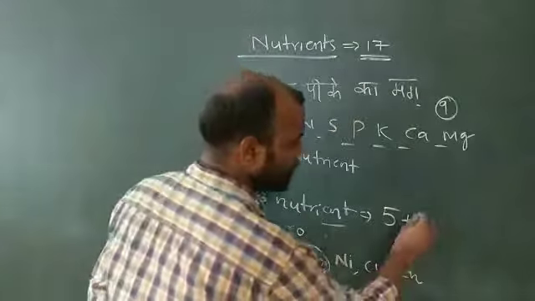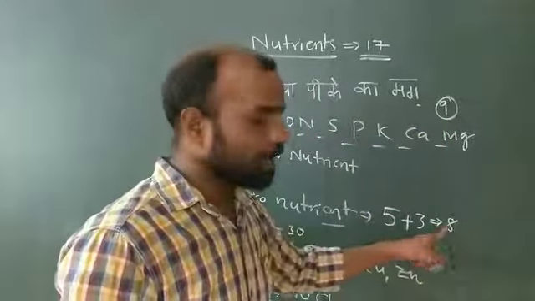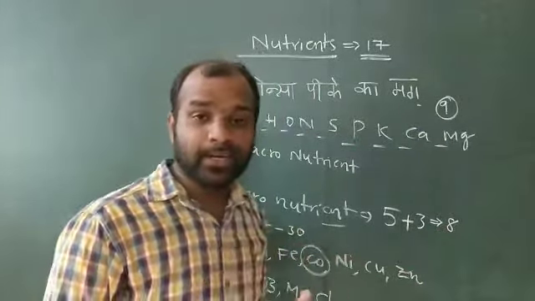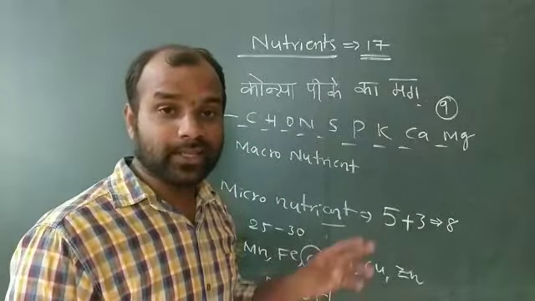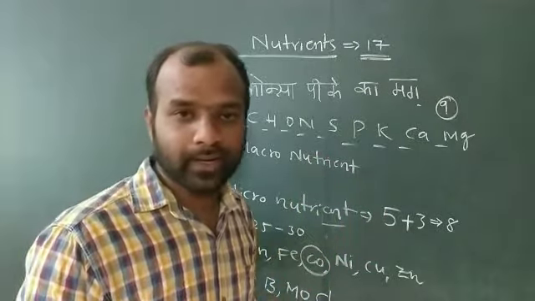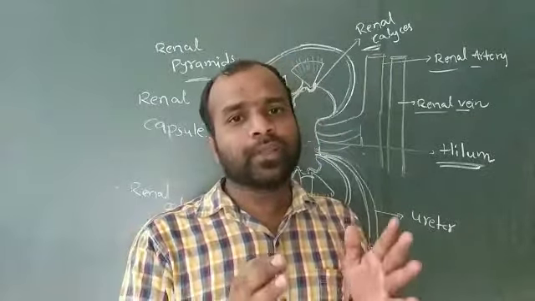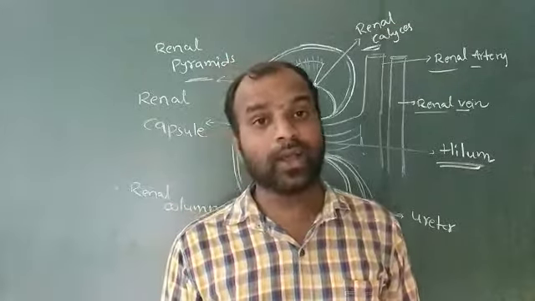So 5 plus 3 total 8. So 9 plus 8 total is 17. These 17 nutrients are required by the plant. These are the essential nutrients. Clear? We will teach different kinds of mnemonics. Okay, so let us see one of the mnemonics.